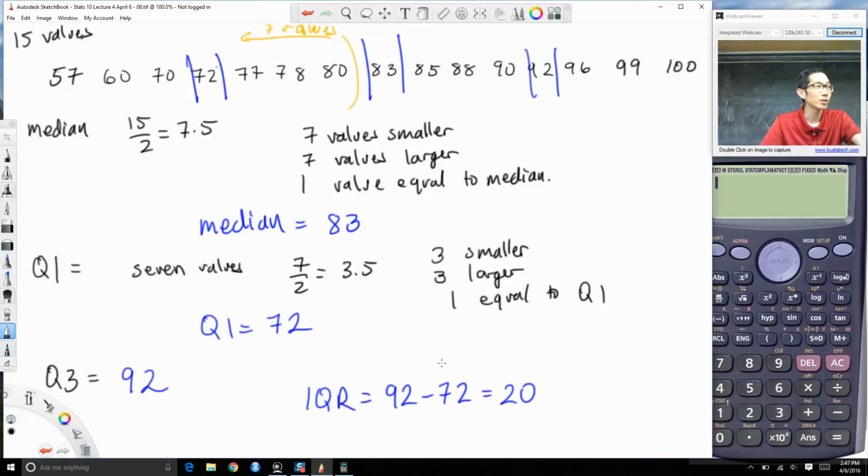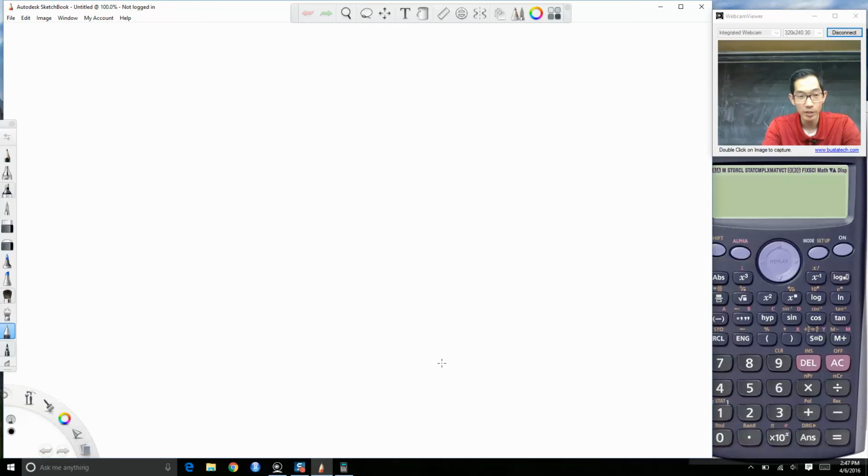Are there any questions before I move on in our last 3 minutes of class? So we're all good with finding IQR and the median. Okay. So finally, we'll just do a quick comparison of the mean versus the median.